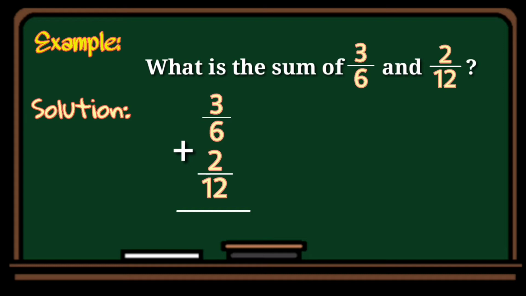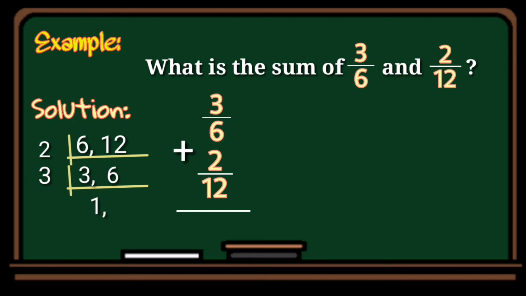So we will use continuous division method. Again, 6 and 12 will be our dividend. And then look for their common factor or divisibility, which is 2. Okay, then divide. 6 divided by 2 is 3. 12 divided by 2 is 6. And then just continue the process. Okay, look for the common factor, which is 3. 3 divided by 3 is 1. And 6 divided by 3 is 2.